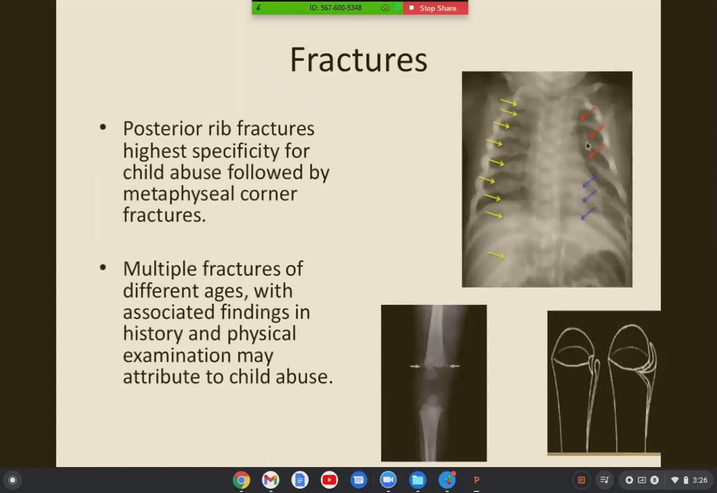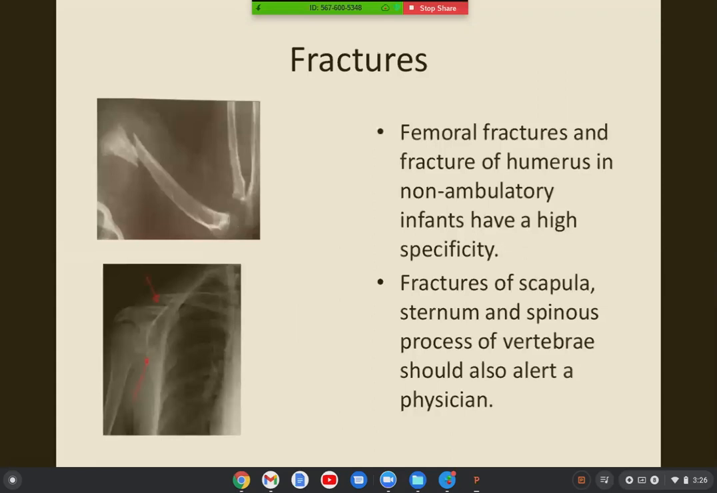Posterior rib fractures have the highest specificity for child abuse, followed by metaphyseal corner fractures. Multiple fractures of different ages with associated findings in history and physical examination may be attributed to child abuse. Femoral fractures and fractures of the humerus in a non-ambulatory infant have a very high specificity for child abuse. Fractures of the scapula, sternum, and spinous process of the vertebra should also alert a physician to the possibility of child abuse.